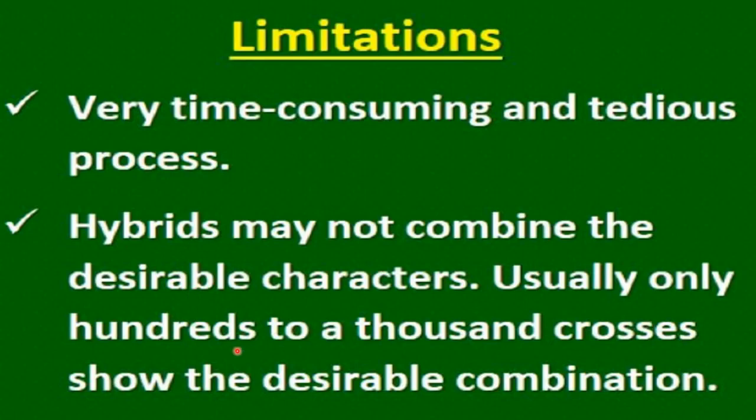Usually only one in hundreds to 1,000 crosses shows the desirable combination. So practically what happens is, if the two plants having the desirable combinations are crossed, out of hundreds or thousands, only one plant will have that desirable combination. So you can say that it is a tedious process.